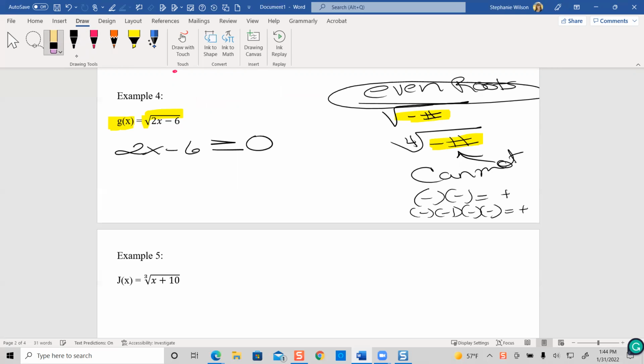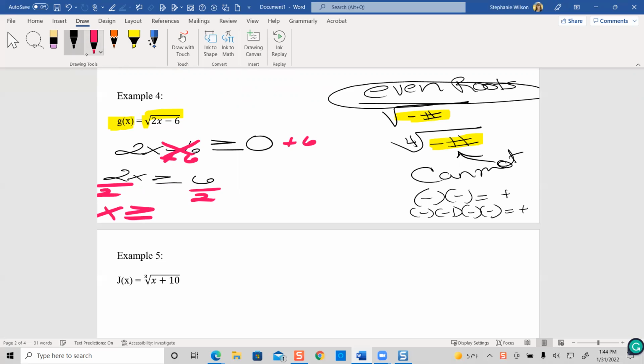So what we need to do is figure out where this even root is restricted. So I'm going to start solving for x. Since 6 is negative, I'm going to add it to both sides because I want it to go away right here. Now I have 2x is greater than or equal to 6. I need a +1 coefficient on x, and I have a +2, so I'm going to divide by 2. So now that gives me x is greater than or equal to 6 divided by 2, which is 3.